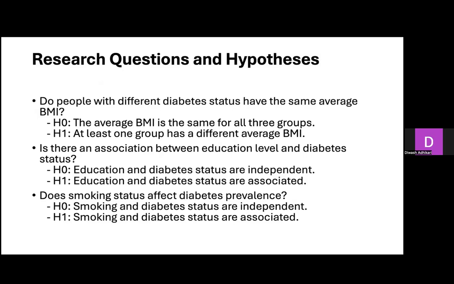status? For this question, we set up a null hypothesis: education and diabetes status are independent, whereas the alternative hypothesis is that education and diabetes status are associated. For the next question, does smoking status affect diabetes prevalence or not? For this, we set up a null hypothesis: smoking and diabetes status are independent, whereas its alternative hypothesis was smoking and diabetes status are associated.